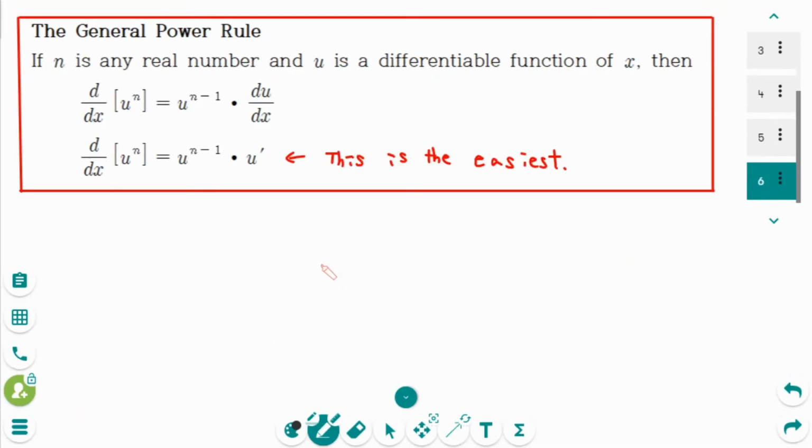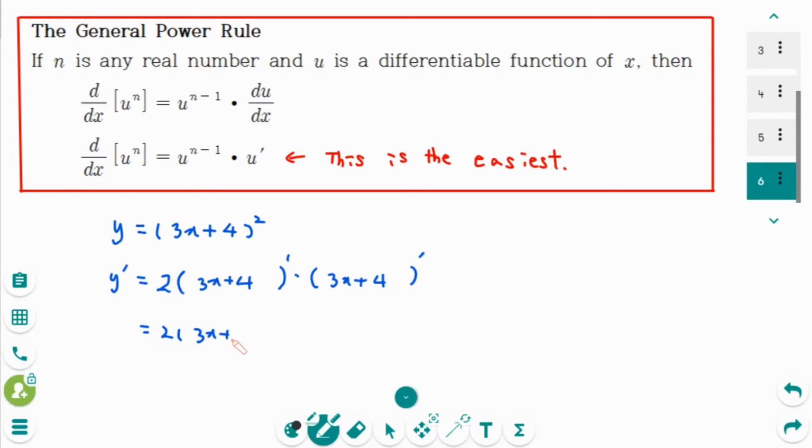So this is the general power rule. When you see y equals (3x plus 4) squared, then y prime equals, think u squared. So outside first, 2 times u, 2u to the power of 1, then times, keep the inner function, 3x plus 4, prime. So 2 times (3x plus 4), then times (3x plus 4) prime, which is 3. Final answer is 6 times (3x plus 4).